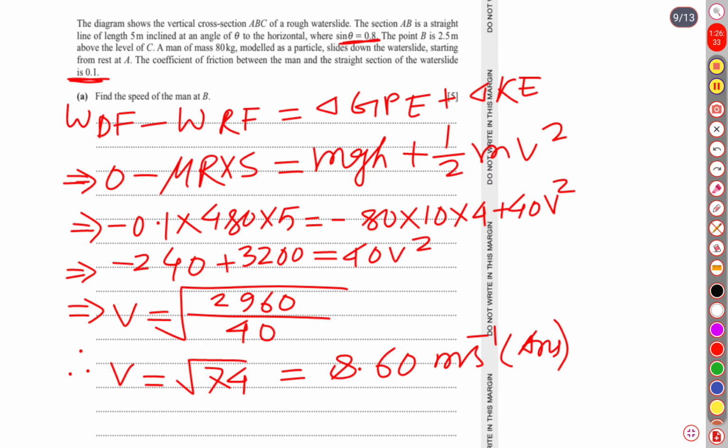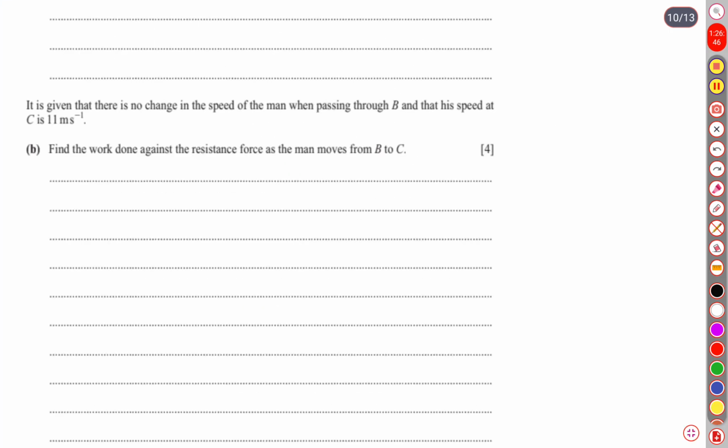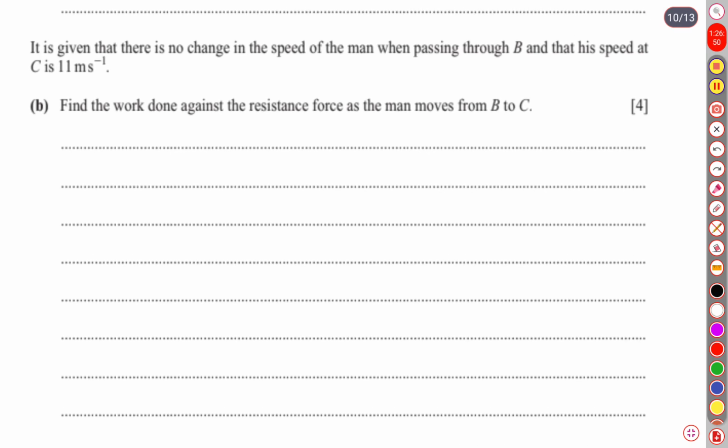In one step we can do this, but if you apply the concept of Newton's laws of motion, then you will have to complete it in two steps. Let's move on to the next question. Question number B says, it is given that there is no change in the speed of the man when passing through B, and his speed at C is 11 meter per second. C is at the bottom, actually, on the ground. Find the work done against the resistance force as the man moves from B to C.